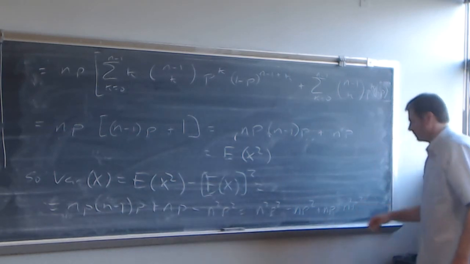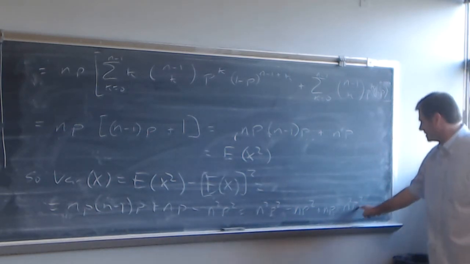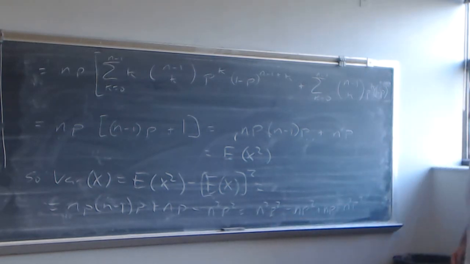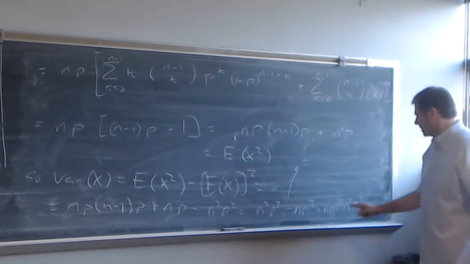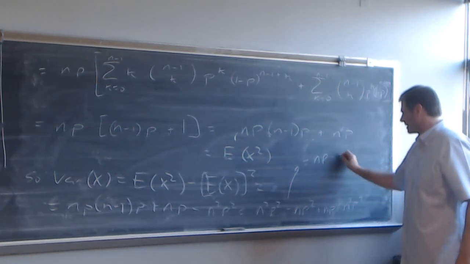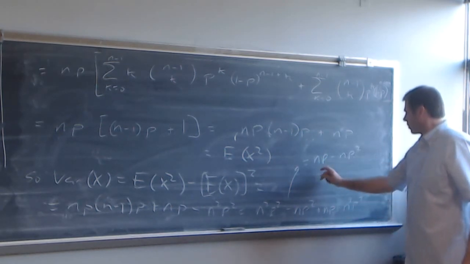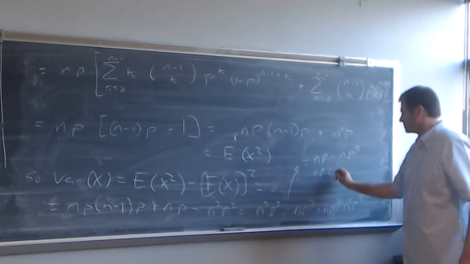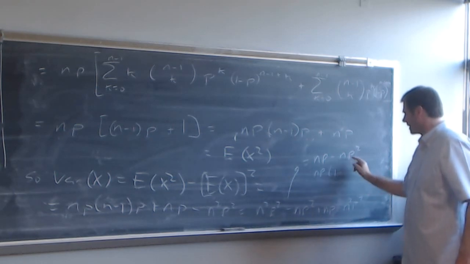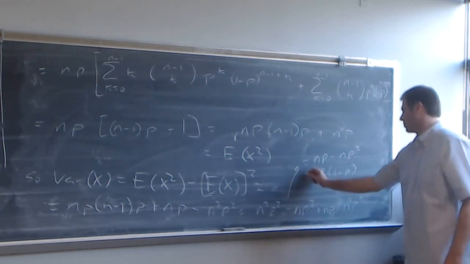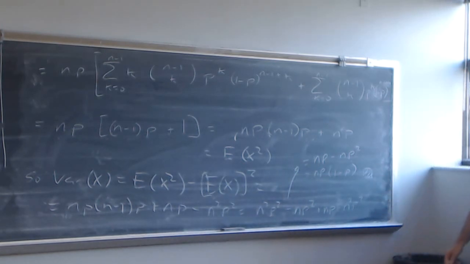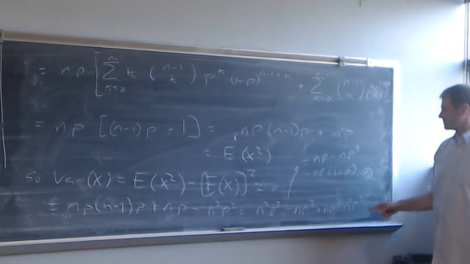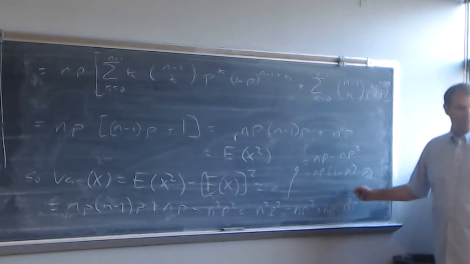I'm going to finish it right here. So look, this minus n squared p squared and this plus n squared p squared cancel each other. So this is equal to np minus np squared, which if you factor out np, is np times 1 minus p. That's what we were trying to show. So the variance of a binomial is n times p times 1 minus p.